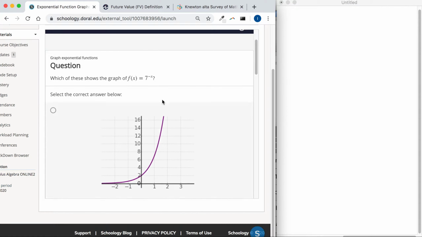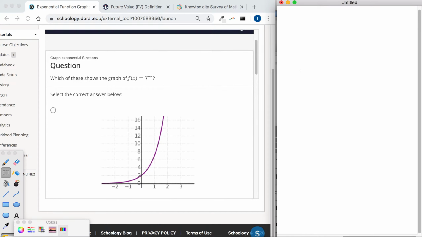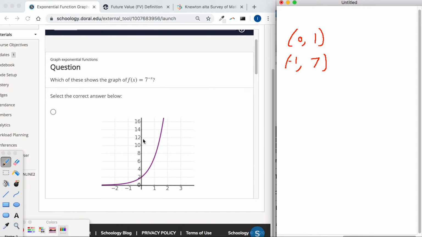Let's see, which of these graphs shows this function? These are nice and easy ones, right? Because you can just try plugging in some values. If I look at that function, if I plug in 0 for x, I get 1 out for a y value. If I plug in negative 1 for x, negative 1 makes a positive 1, I should get out 7 for a y value.